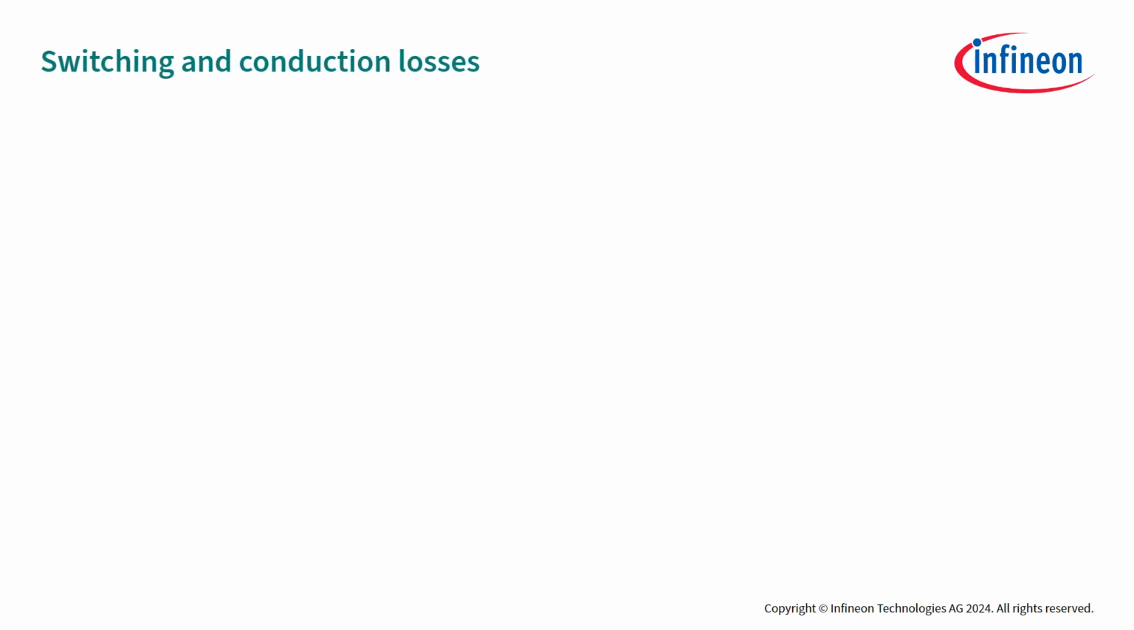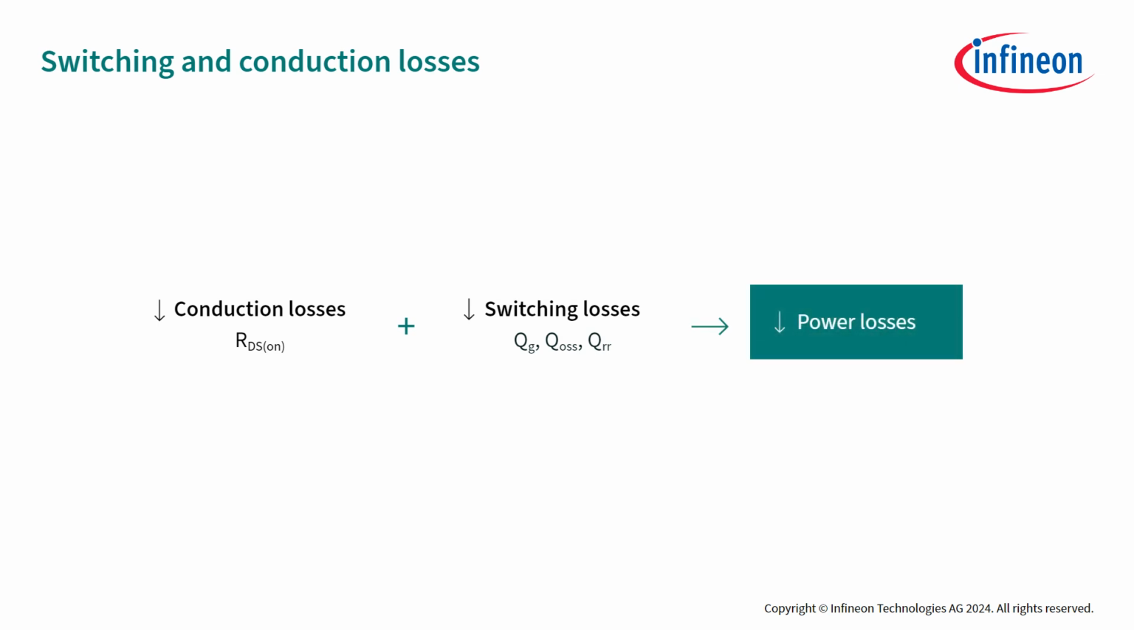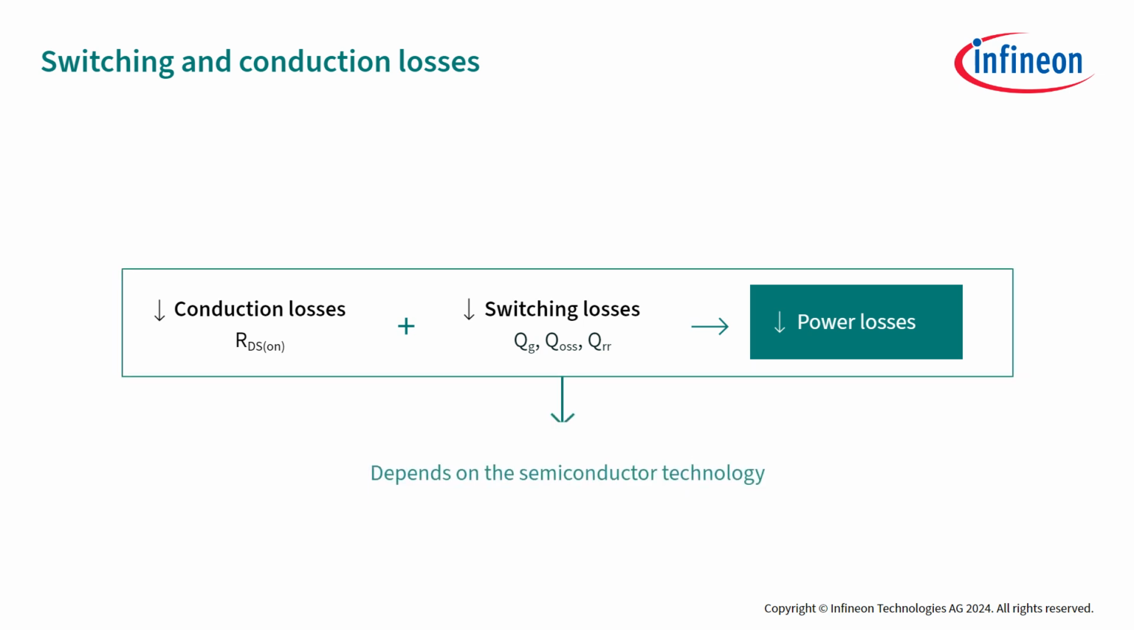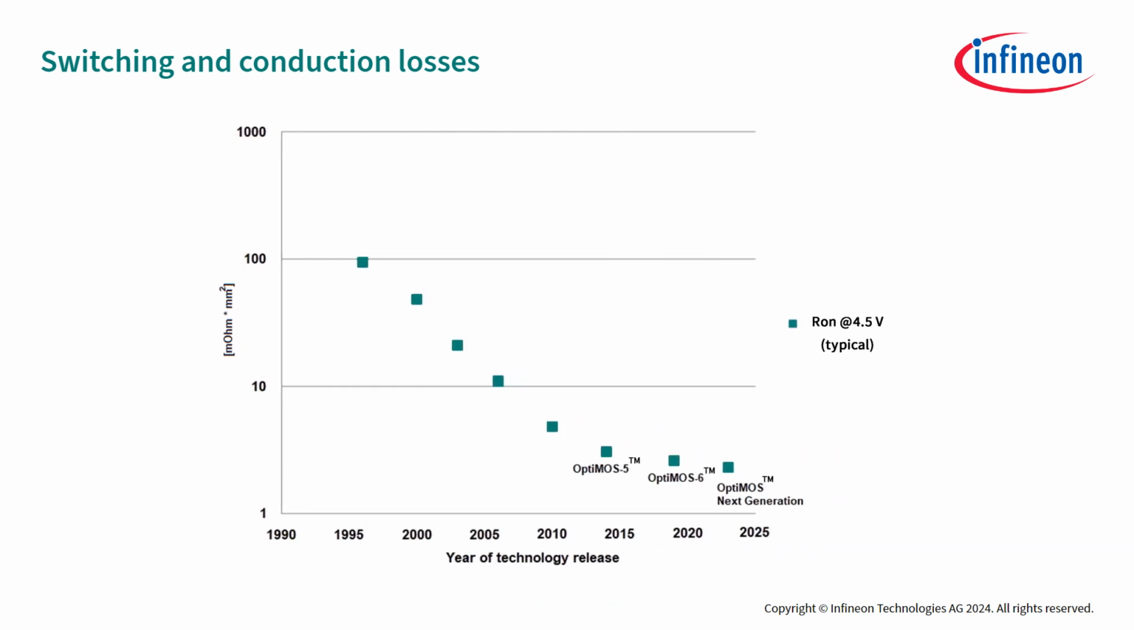So, as we have seen, it is crucial to reduce the RDS(on), QG, and QOSS to decrease the power losses and consequent heat generation. That mainly depends on the semiconductor technology you use. Infineon's trench MOSFET technology evolution has continuously improved by consistently decreasing the RDS(on) per area for each technology node in Infineon's OptiMOS MOSFET technology, as you can see on the graph.